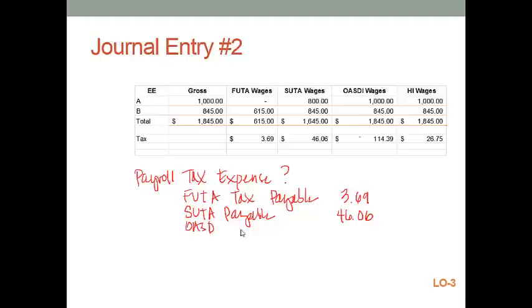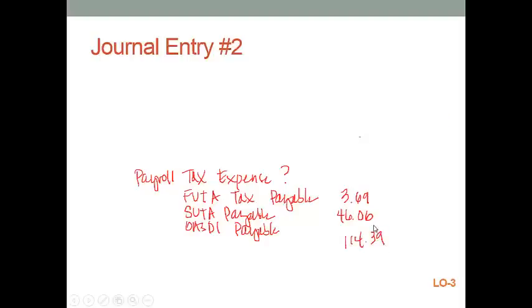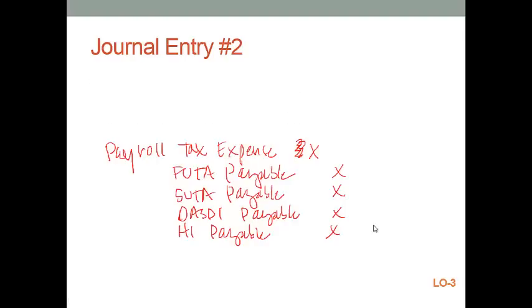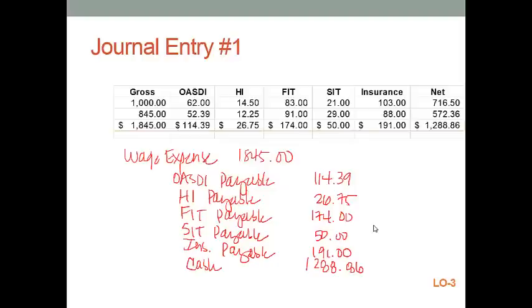OASDI, this should be the same as what my employees, what I had to deduct from my employees' pay, $114.39. Let's just make sure that's the same. Should be. Yep, there it is, OASDI payable.